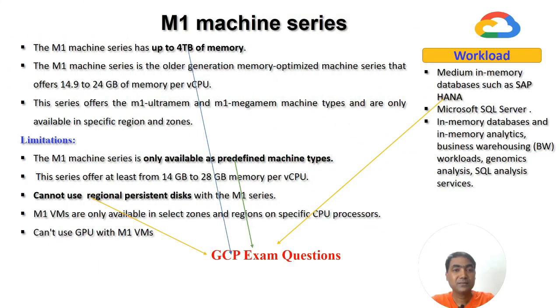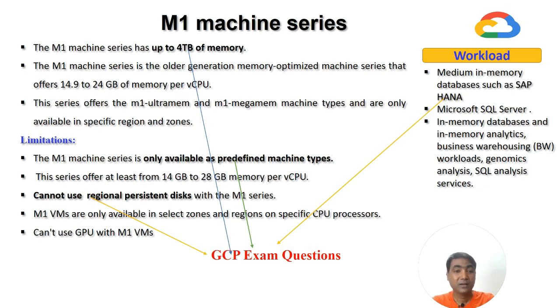Guys, as you can see here, this is the M1 machine series. The M1 machine series is an older generation memory optimized machine series that offers 14.9 to 24 GB of memory per vCPU. The M1 series has up to 4 TB of memory. It is used for medium in memory databases such as SAP HANA. This M1 machine series offers the M1 Ultramem and M1 Megamem machine types, which are only available in specific regions and zones.